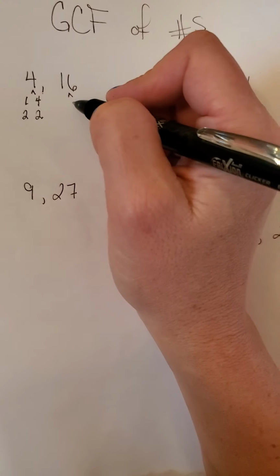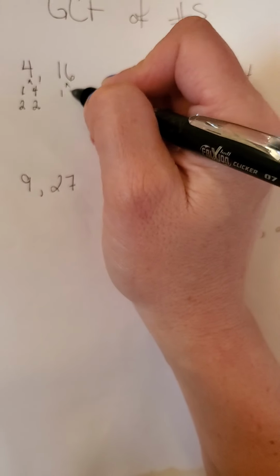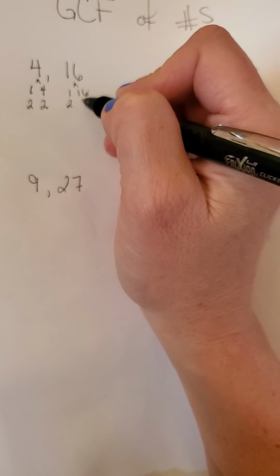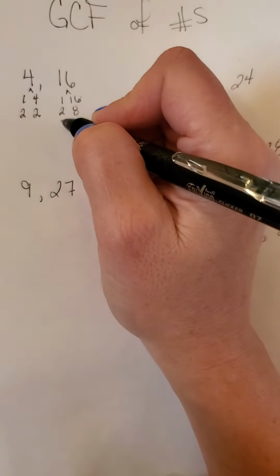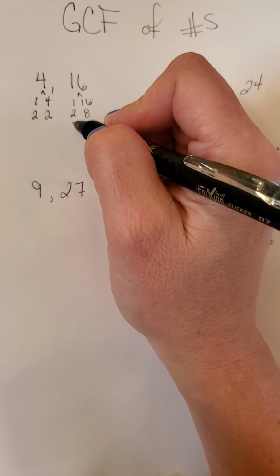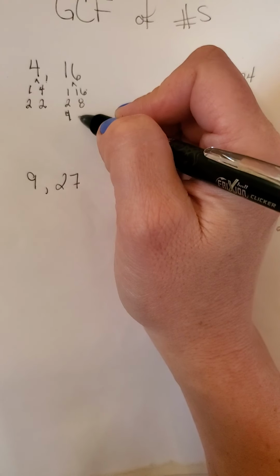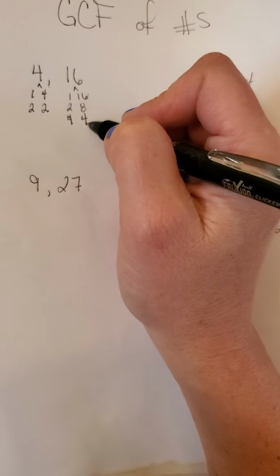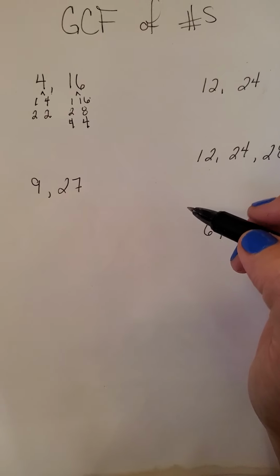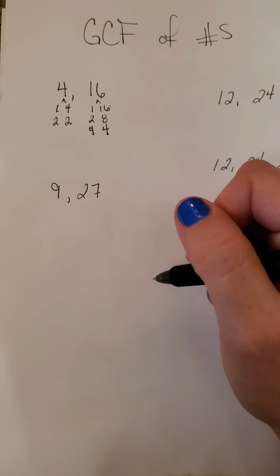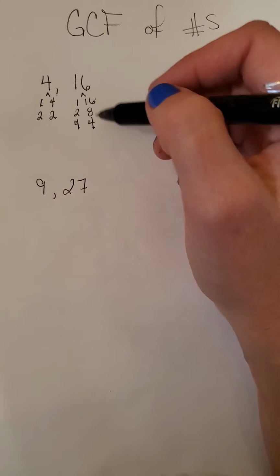Find the factors of 16. I divide 16 by 1, I get 16. Divide 16 by 2, I get 8. Divide 16 by 3, it doesn't work, so that's not a factor. Divide 16 by 4, and I get 4. And I know I'm done because I've already used that number there. It's like a wraparound.